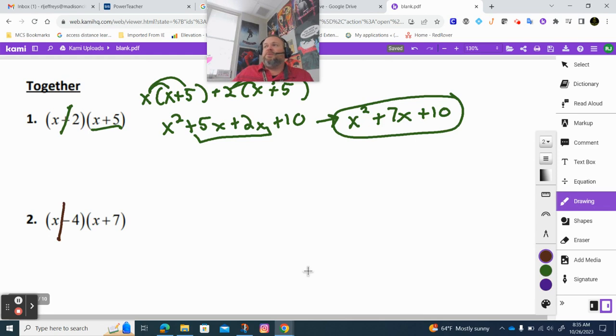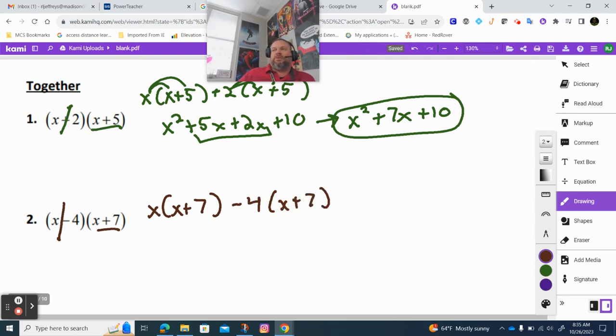So for number two, if we do number two at double distributive, we'd have x times all this in the back. And then this other term, this is a minus 4 this time. So we would say minus 4. Once we do this, this is why it's called double distributive, because we're about to do distributive property twice.